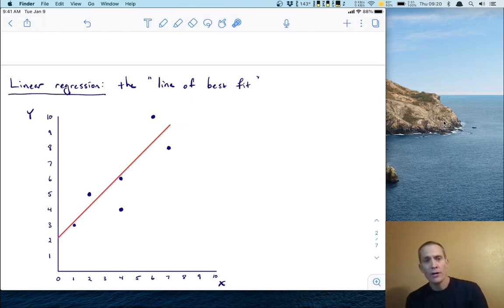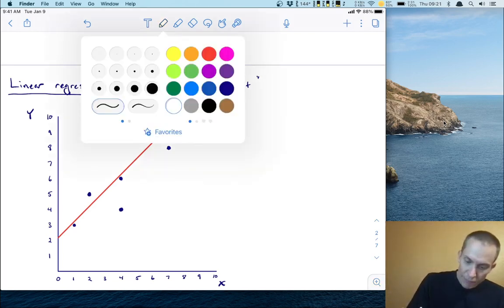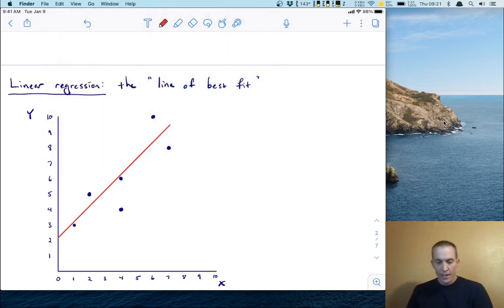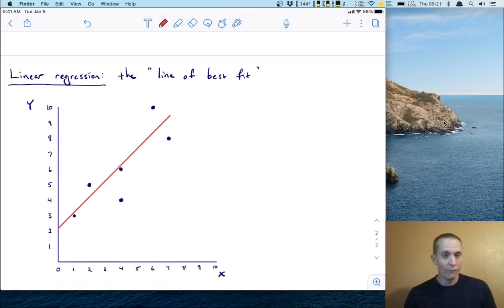Now, of course, you might wonder, how does one choose the line of best fit? How do we find the line that goes through in the best way? The way we do it is this. What we consider is if we put this red line here, then that red line represents our best prediction of what the post-test scores y will be for a given pretest score x.